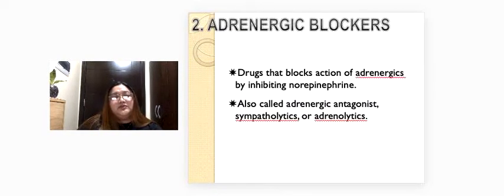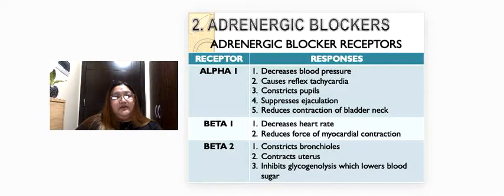Okay? Next group of drugs are the adrenergic blockers. These drugs block the action of adrenergics, no? They inhibit norepi, so total opposite siya ng mga adrenergic agonists, okay? These are the receptors. So because they block these receptors, opposite din yung action niya ng sympathetic nervous system. Okay, so similar effects with parasympathetic or cholinergic drugs. Okay, alpha 1, no, decreases BP. So kanina siya pwedeng ibigay for people with hypertension.